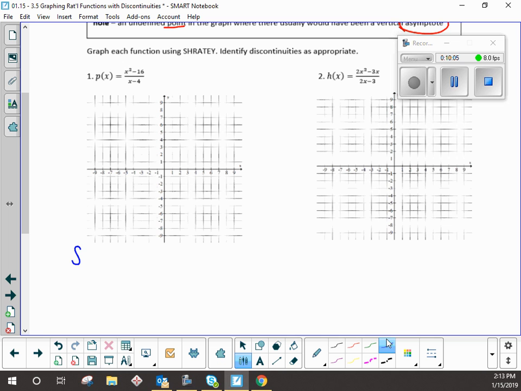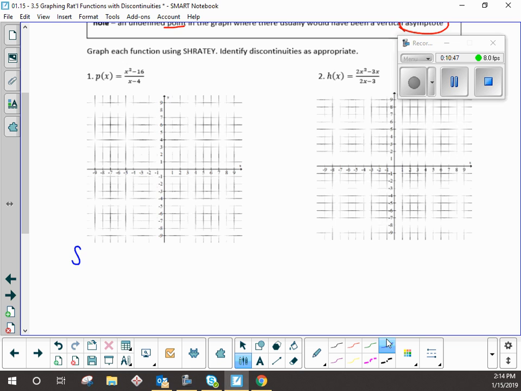How does the numerator, yes? Would you like the notes? Thank you. Okay.